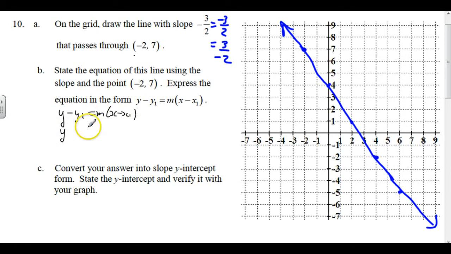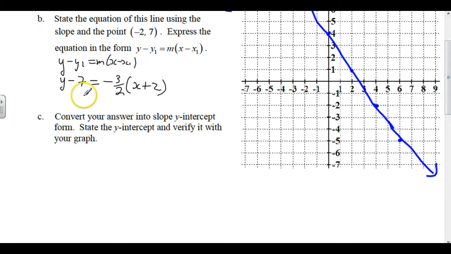y minus 7 is equal to, okay, we know the slope is -3/2 times x minus x1, which is x minus -2, so x plus 2, and that's the form. We're just using this form for the equation. But this can be converted into slope-intercept form. How do we do that?